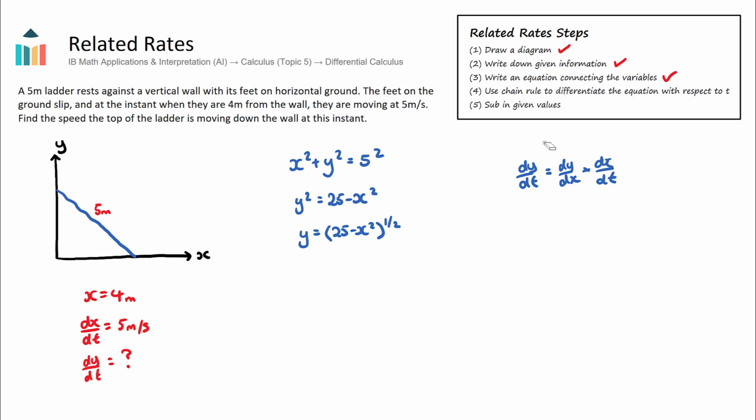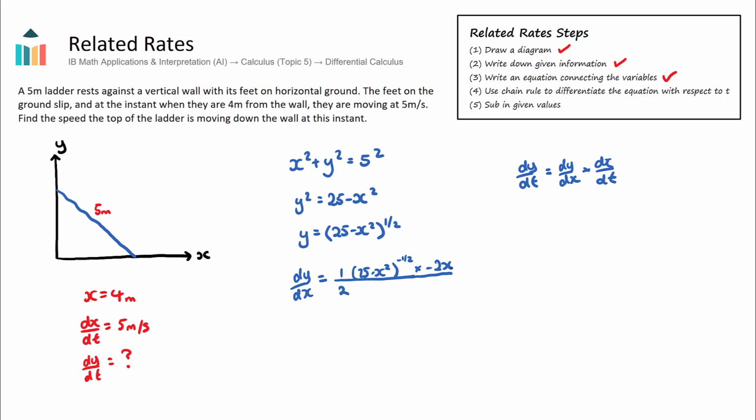Okay, so let's go back to what we had for our working. I'm going to rub this out. So dy/dt, which is what we want to find, will be equal to dy/dx, which we can find by simply taking the derivative of y with respect to x, and then multiplying it by dx/dt, which was given in the question to be 5 at this instant. So let's find dy/dx using the chain rule. The 1/2 will come out the front. It'll be 1 over 2, we have 25 minus x squared, all to the power of negative 1/2, and then we need to multiply this by negative 2x.